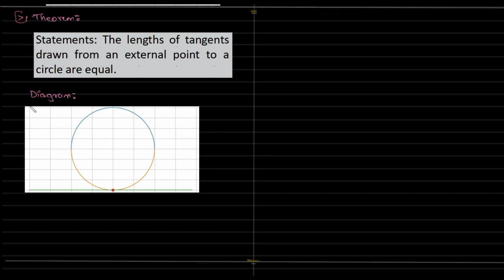We're looking at a theorem now. The statement goes like this. The length of tangents drawn from an external point to a circle are equal. So I would like you guys to pause. I'll give you a clue.